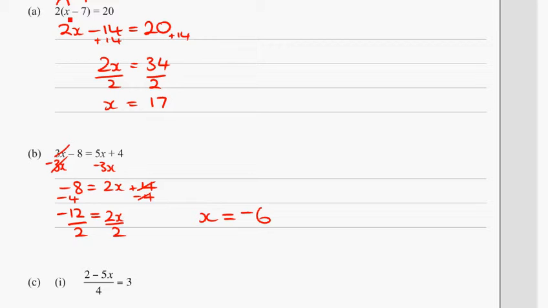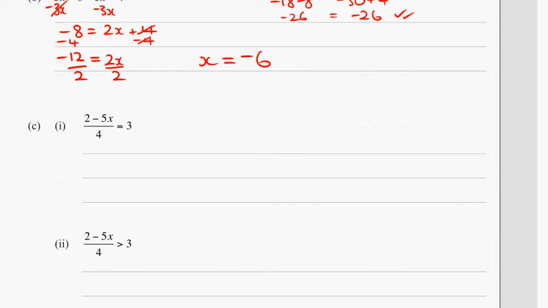Up the top here, 17 minus 7 is 10, 2 10s are 20. This one says 3 lots of x, which would be minus 18, minus 8. Hopefully that equals the same as 5 times -6, which is -30 plus 4. This one will give me -26, and so will that one. So in fact you can check that your answer is right.